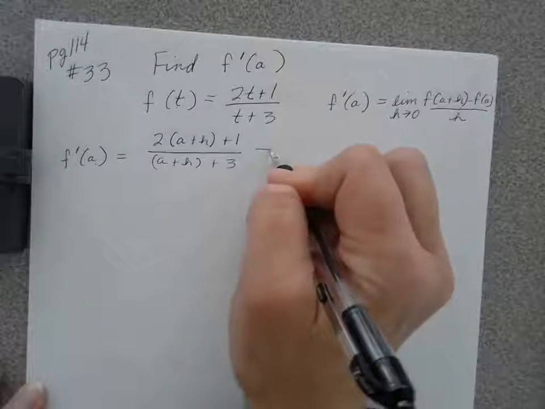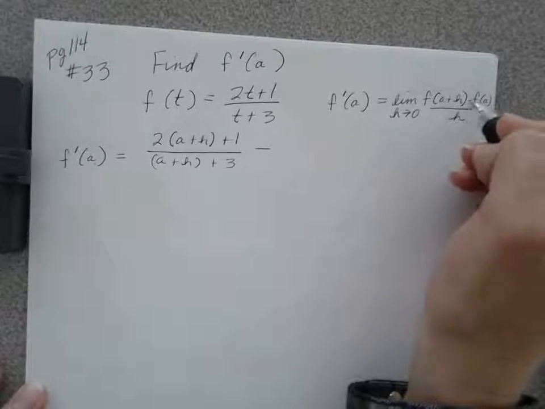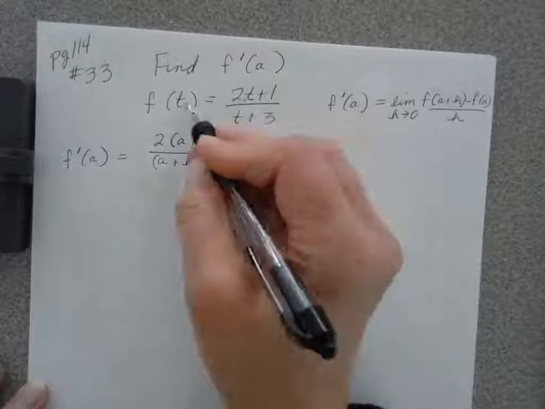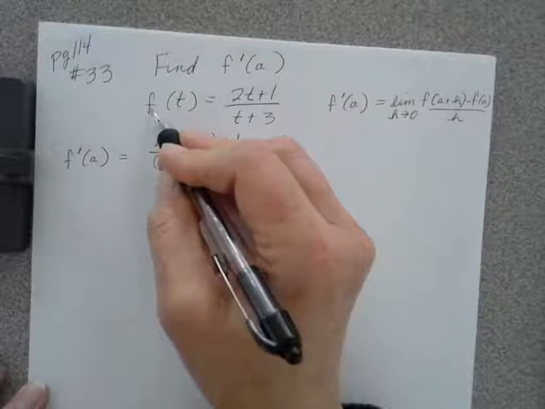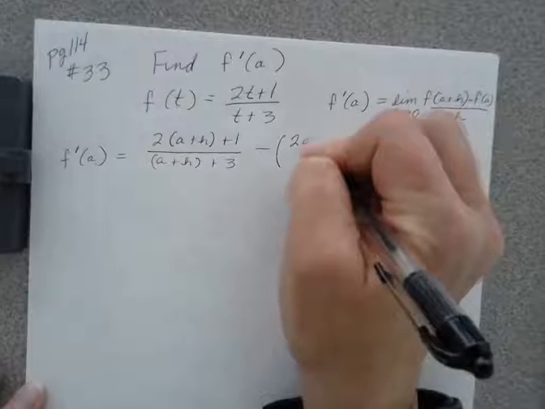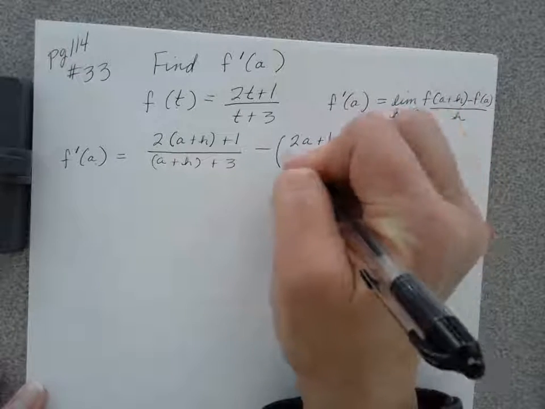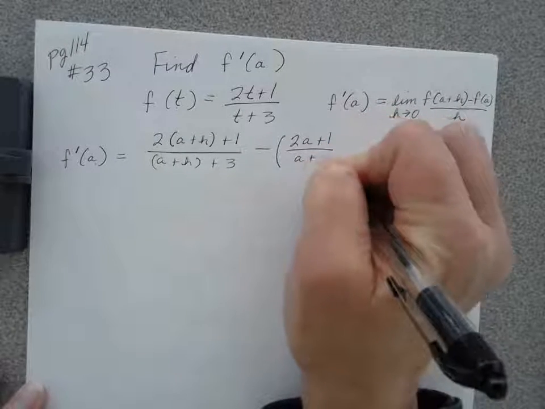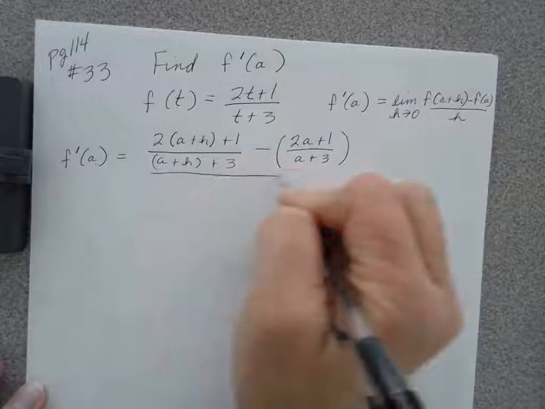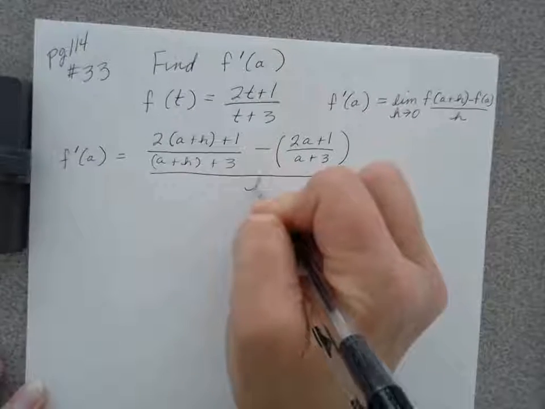So that's the f of a plus h part. Now we're going to subtract f of a. So subtracting, instead of t, we're going to the function named f. Instead of t, we're plugging in a. So 2a plus 1 over a plus 3. And then that's all going to be over h.